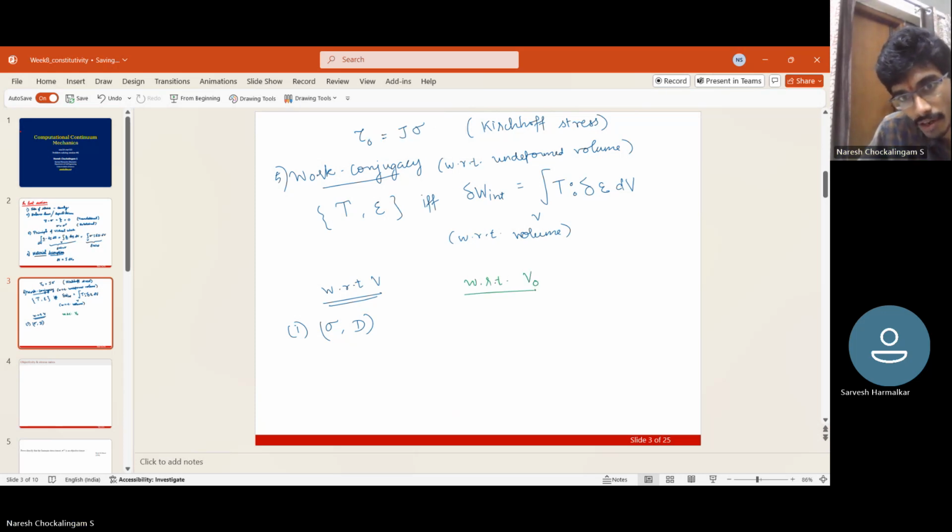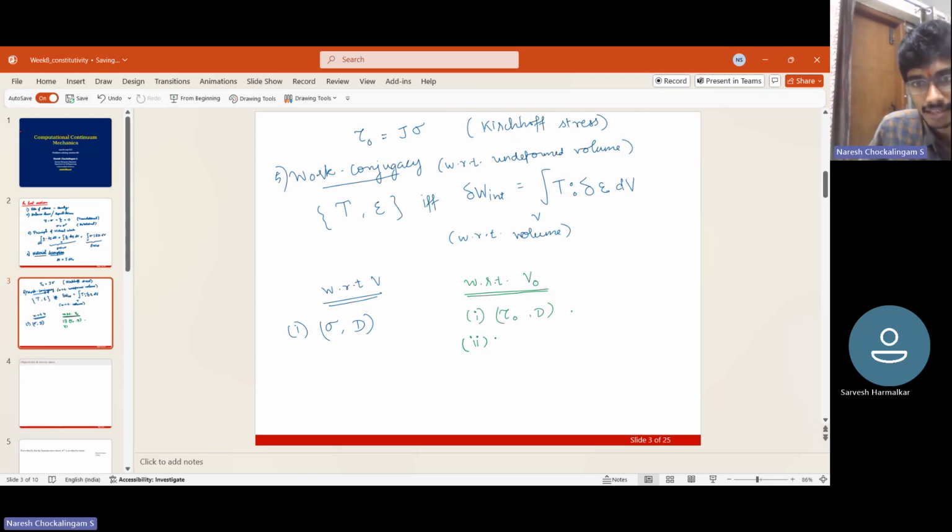And with respect to the undeformed volume, V naught, we have other measures that are work conjugate. The first one is the Kirchhoff stress and the rate of deformation tensor. These are work conjugate with respect to the undeformed volume.